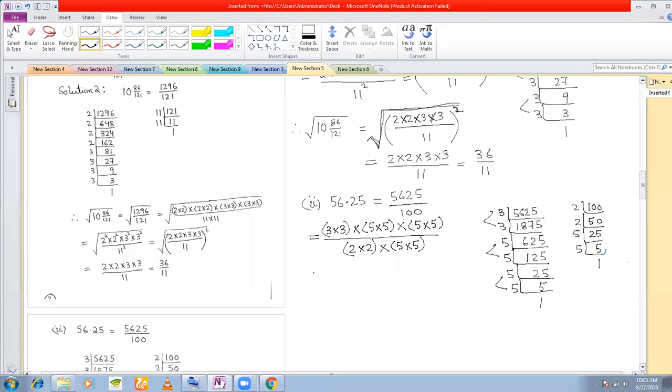Okay. So this can be written as 3 square into 5 square into 5 square divided by 2 square into 5 square. 3 into 5 into 5 divided by 2 into 5.